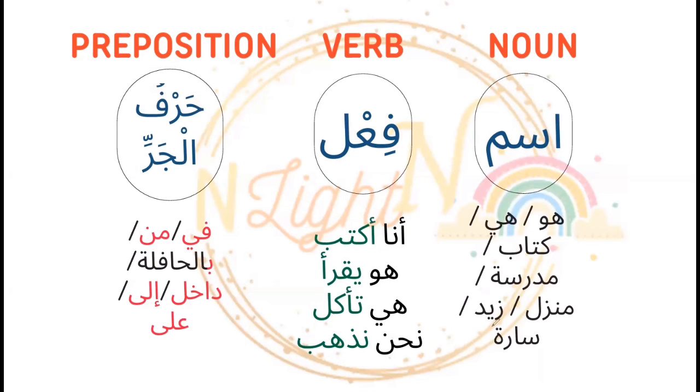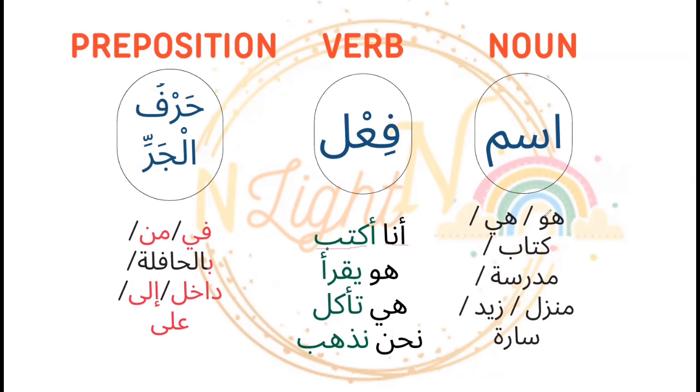So that's a noun too. Sara, name of a girl. Okay. Verb, fi'al means to do something. The first example, ana aktub. Ana aktub means I write, and aktub means to write. The root word here is kataba.